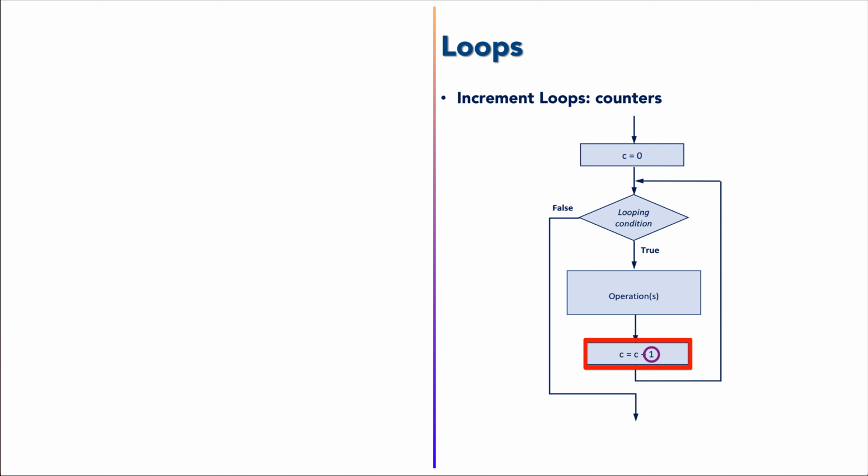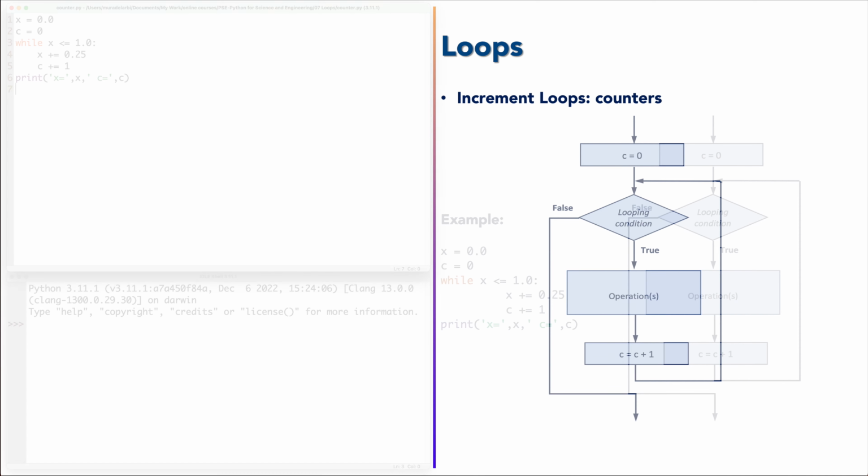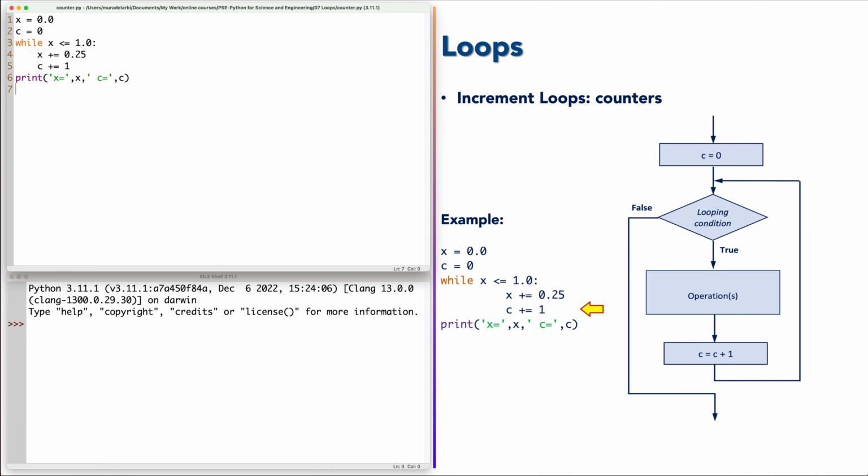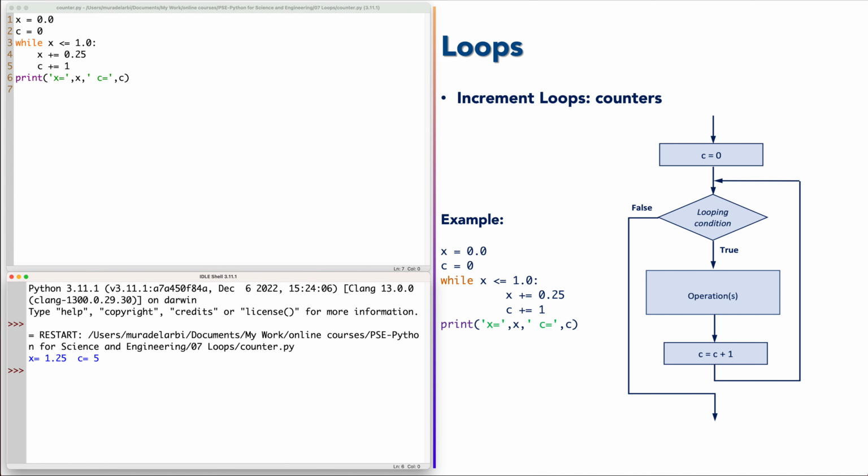Counters always increase by 1. In this code, the counter stores how many iterations until x reaches the value that ends the loop. In other words, the value which makes the looping condition false. So as we see here, it took 5 steps to end the loop and print the final result.